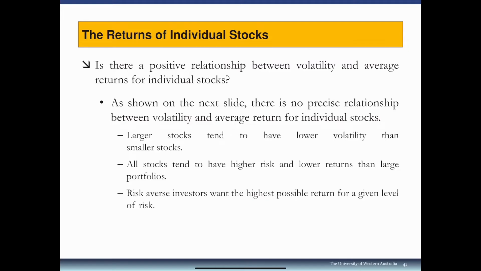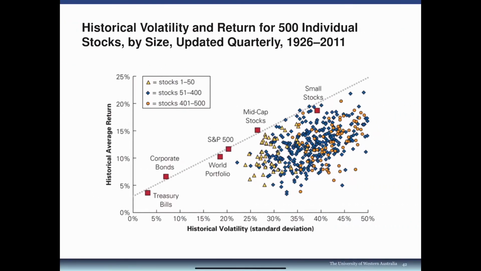Larger stocks tend to have lower volatility than small stocks. All stocks tend to have higher risk and lower returns than large portfolios, and risk-averse investors want the highest possible return for a given level of risk. So in this case, what I'm showing is that if we use volatility or standard deviation as a measure of risk, it can describe a relationship between risk and return for large portfolios, but not so much for individual stocks. So now, if we want to say there's a positive relationship between risk and return, then we have to redefine how we measure risk for individual companies.